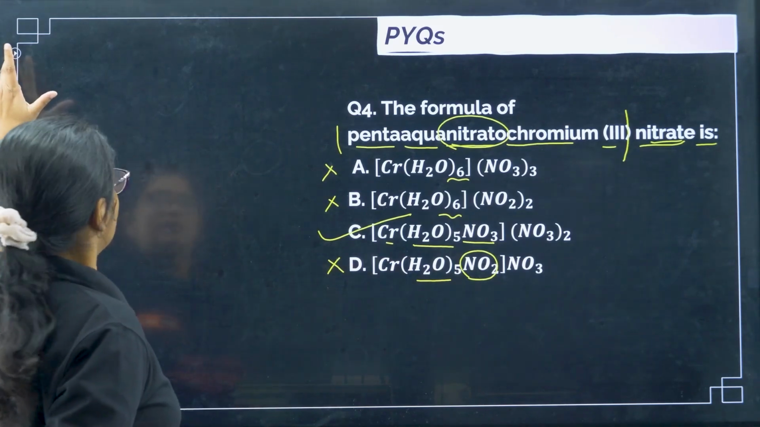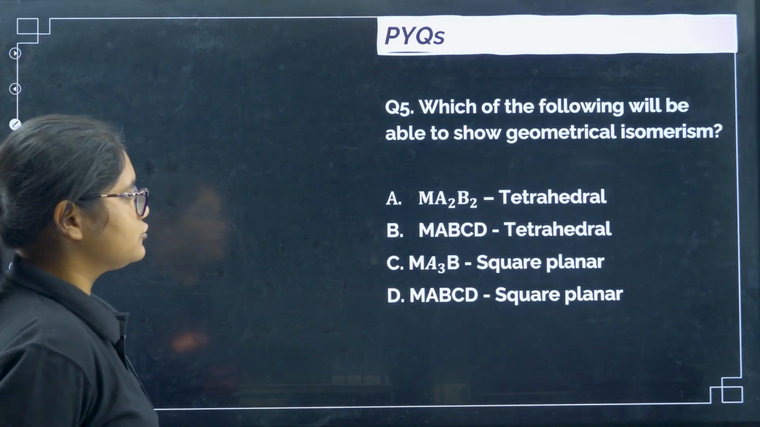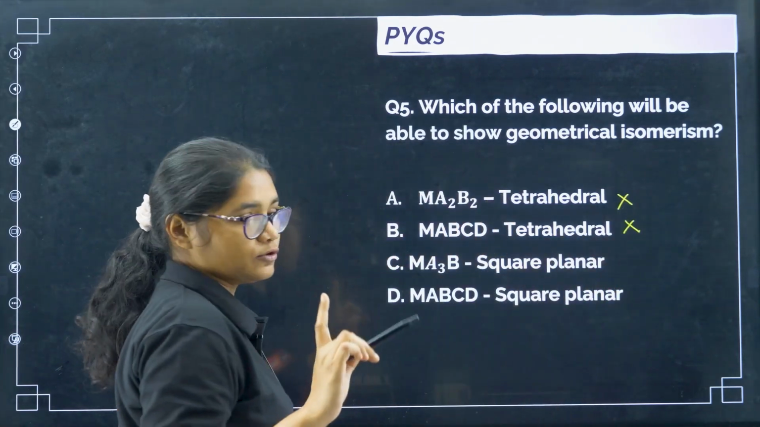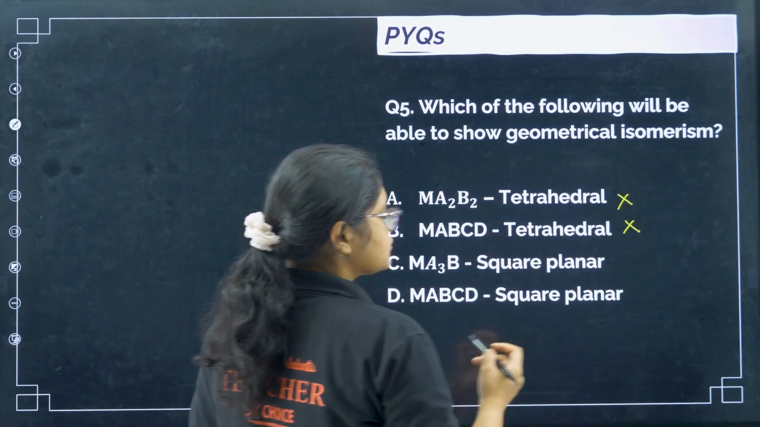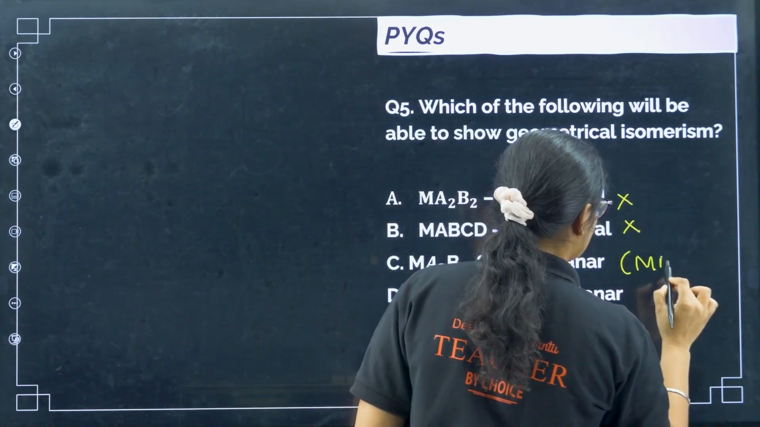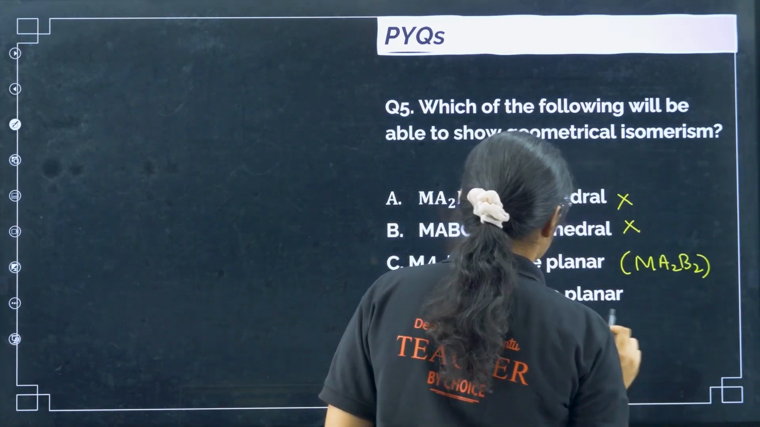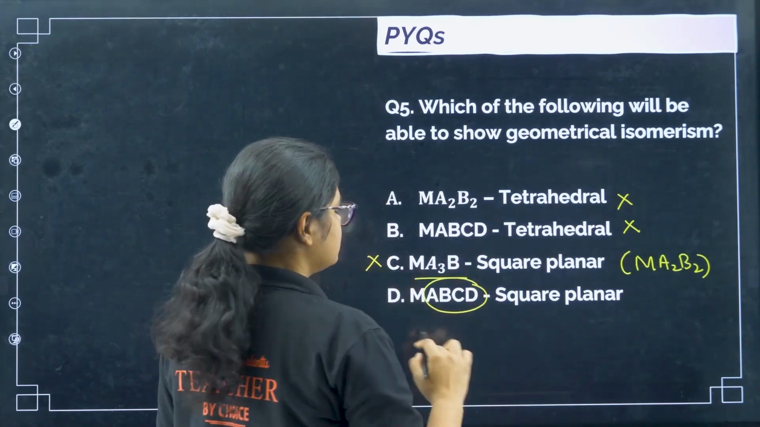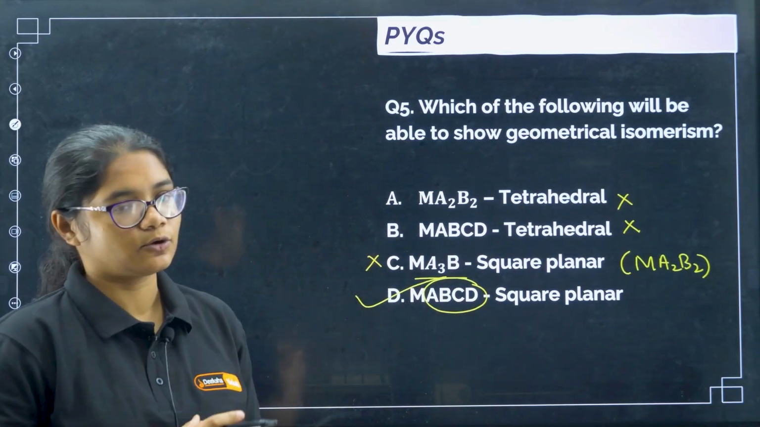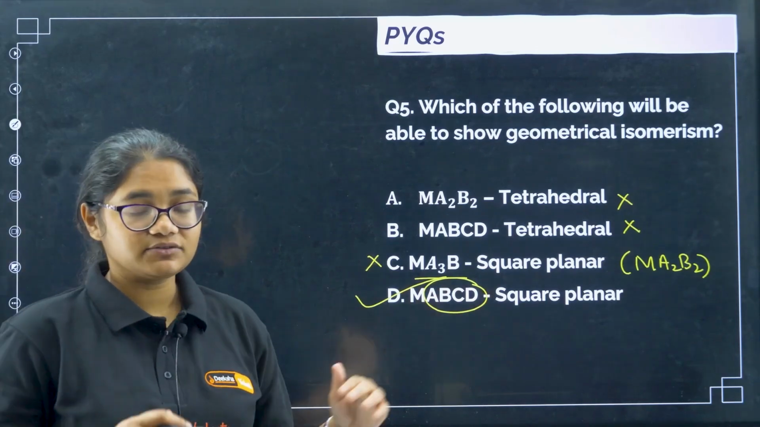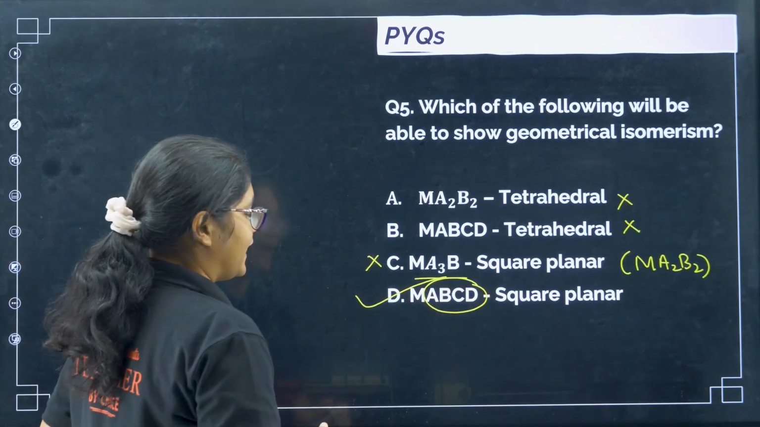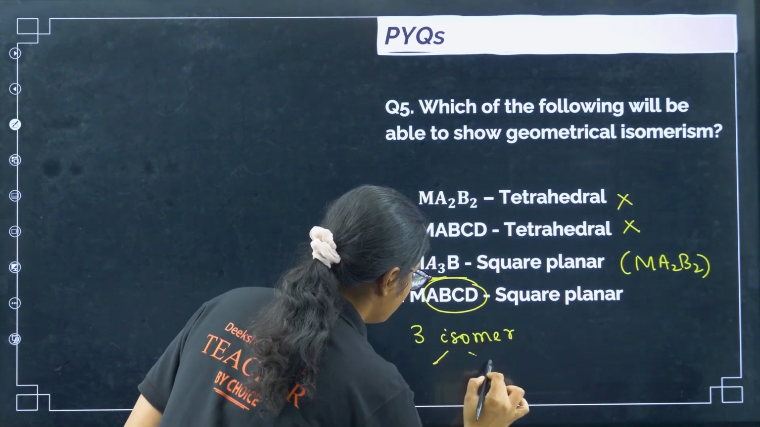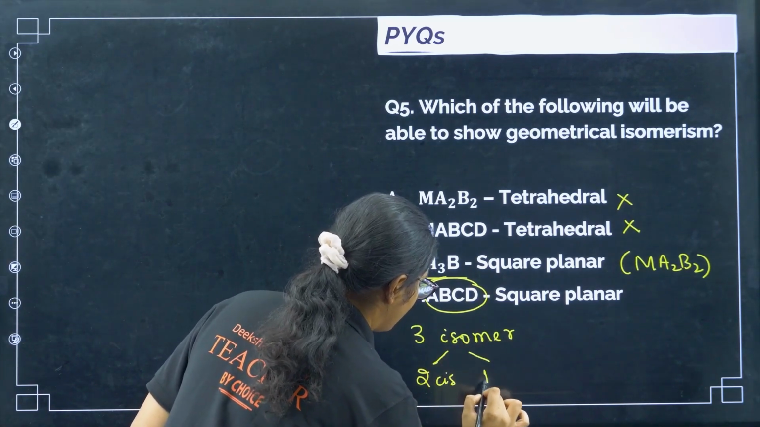Okay. Next, which of the following is able to show geometrical isomerism? Tetrahedral, we already discussed, tetrahedral does not show geometrical isomerism. Square planar of the type MA2B2 will show, okay, but this is MA3B, this one will also not show. MABCD can show geometrical isomerism, so correct answer is option number D. If MABCD means all the 4 ligands are different, we get 3 isomers, please remember this one, out of which we have 2 cis and 1 trans.